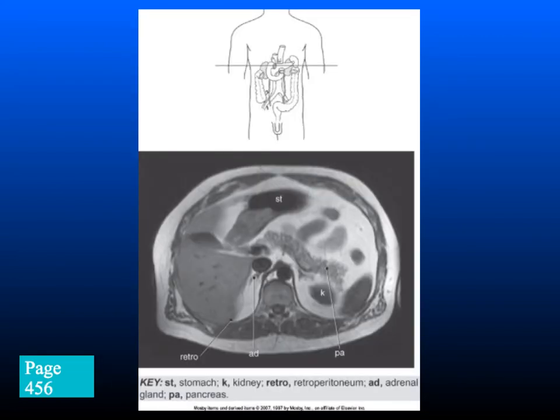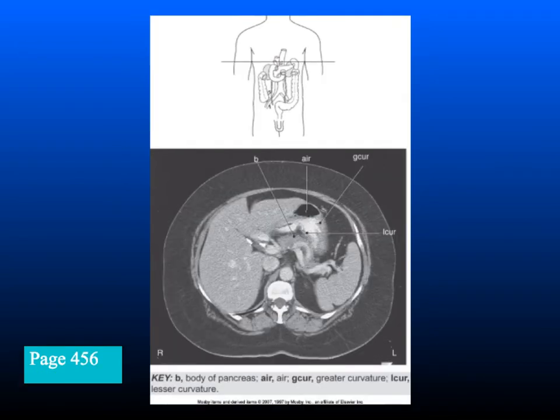Here we're looking at an MRI where the left kidney is shown, and the pancreas and the stomach and liver, which we've seen before. This one shows the body of the pancreas. Greater and lesser curvature we'll talk about next time, when we talk more about MRI and what the stomach and the intestines would look like.